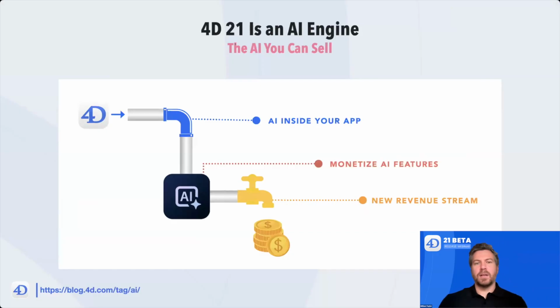Now, let's take a step back and look at what all this means for your business as professional software developers. With all the AI features available to you now, 4D v21 becomes an AI engine you can take to the next level. Not as hype, not as pure technology. It becomes a real new revenue stream that you can sell inside your software.